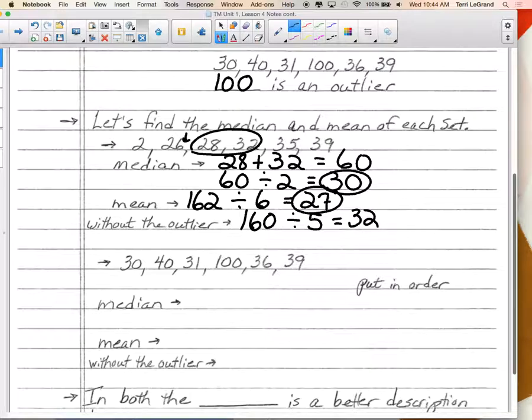So now I want us to observe where the mean is when we leave the 2 out. In other words, we just worked with these numbers right here. And where's the mean now?